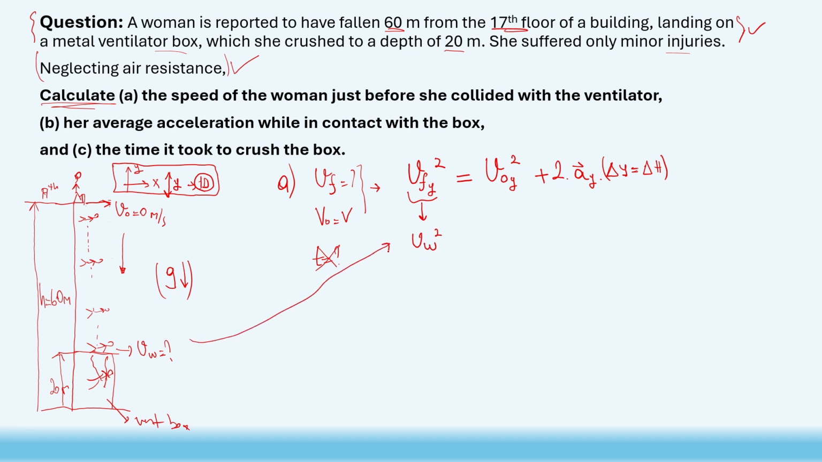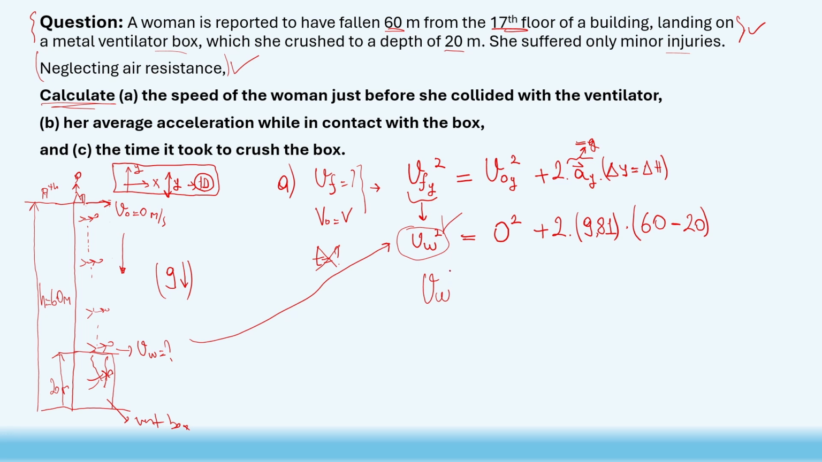The square of the woman's final speed before impact is equal to 0 squared plus 2 times the vertical acceleration in the y direction, 9.81, times the height difference, 60 minus 20. When we write the numerical data, this equation appears. And if you notice, there is only one unknown in the equation, so it can be easily solved.